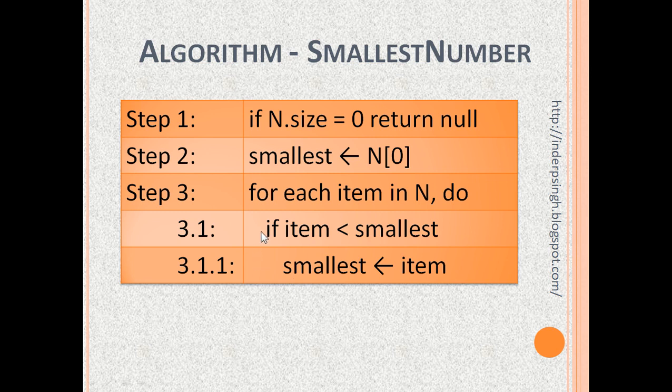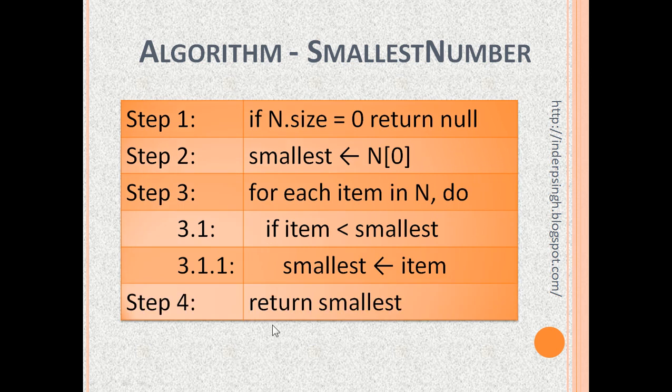Also notice the indentation. The step if is executed each time the for loop runs. So that is why it is indented under the for statement. Step 4. Return the output as the value in the smallest variable. Now these 4 steps are the complete set of steps to find the smallest number in a list of numbers.